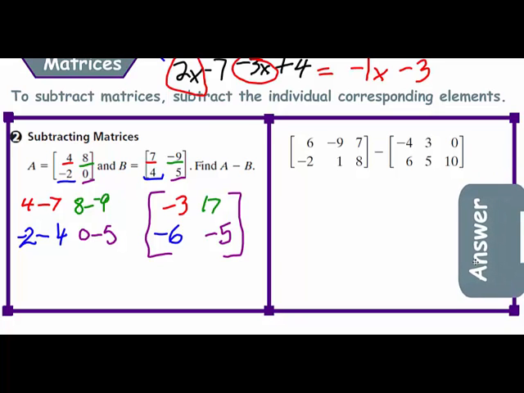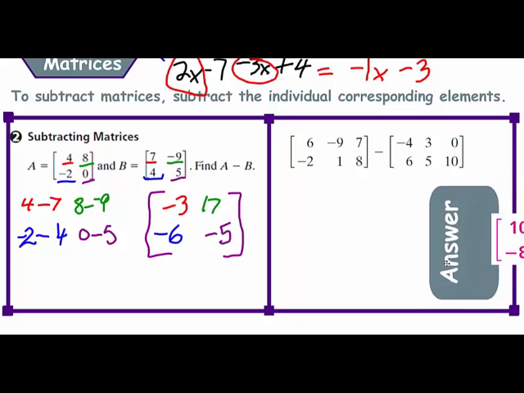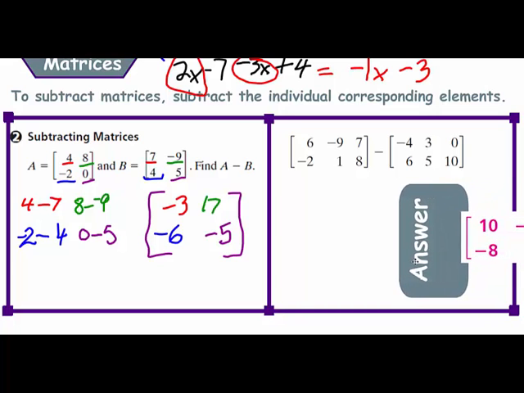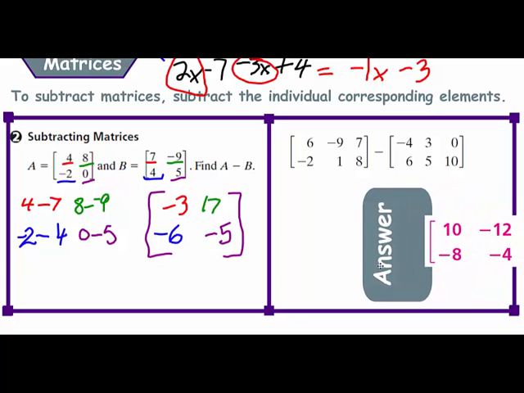I'm only going to give you the first 2 columns of answers. You have to finish the third column. All right, so there's 2 out of the 3 column answers. So remember, 6 minus a negative 4 is going to build a plus. 6 plus 4 is 10. Negative 9 minus 3 more. We're going to subtract 3 more from that. That's a negative 12. So make sure you are continuing on with that pattern. You do the last column.